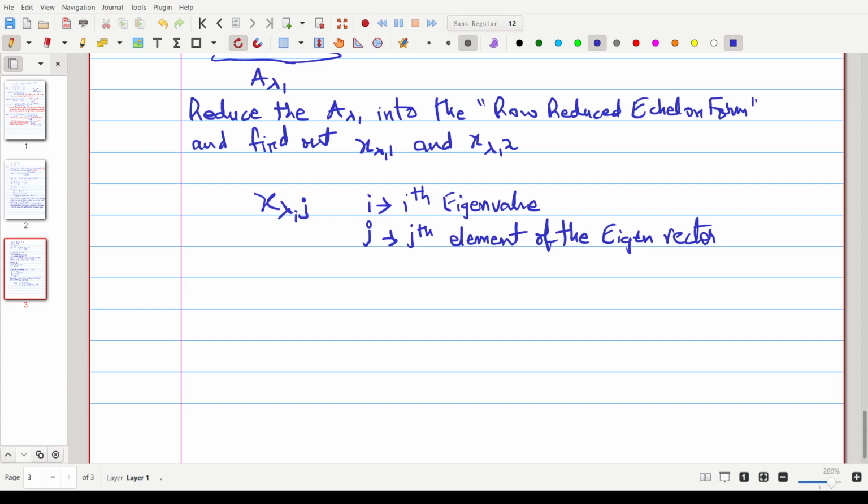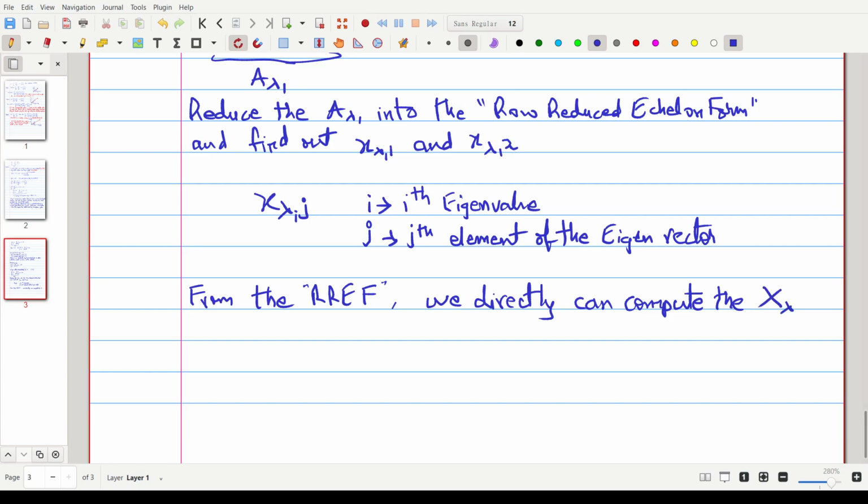And once from the row reduced echelon form, we directly can compute or calculate the x lambda 1. x lambda 1 is the eigenvector corresponding to the eigenvalue lambda 1.